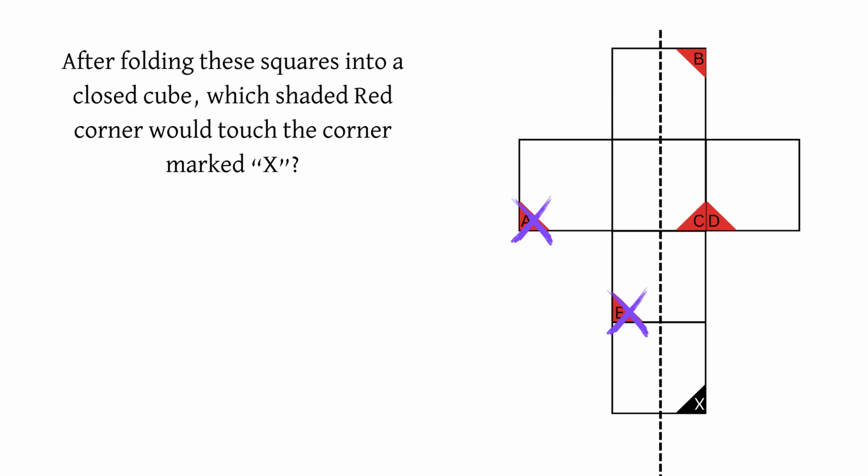At this point, if you don't see the answer, it's best to guess. Either option B, C, or D. You have a 33% chance of being right, and you don't lose points for being wrong. But the answer is option B.